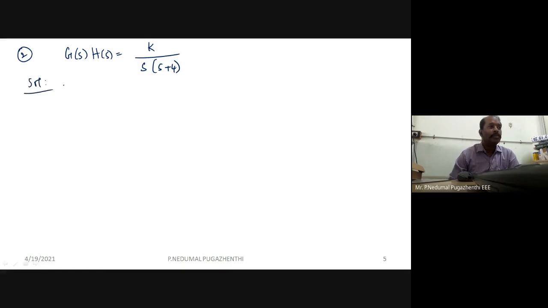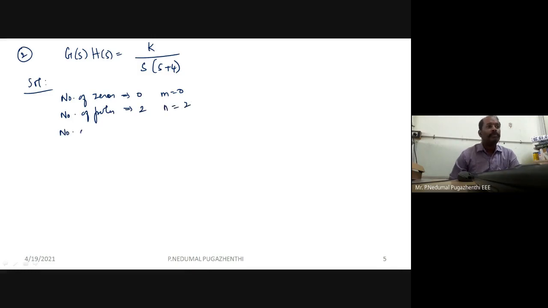I'm taking again a problem which can be used, a rough plot can be used. So my transfer function is G of s, H of s is equal to K divided by s into s plus 4. From the transfer function, I can say the number of zeros, there is no zeros. So m is equal to 0. The number of poles is 2. So n is equal to 2.